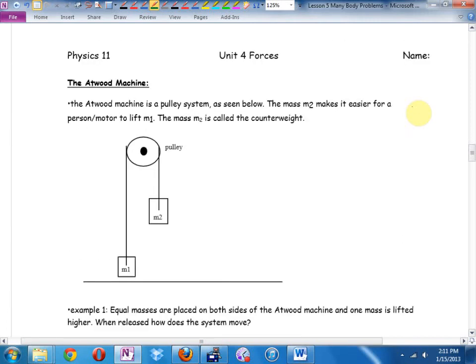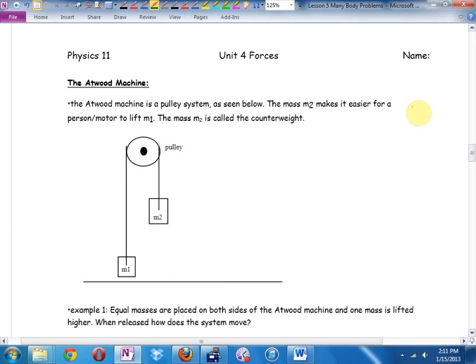There's a special kind of many-body problem that we like to talk about. It's called the Atwood machine. The Atwood machine is a pulley system as seen below. It's this thing here. When one goes up, the other goes down. Except the pulley, like Cole has already pointed out, is massless and frictionless, to make the math easy. Oh, and the ropes have no mass.